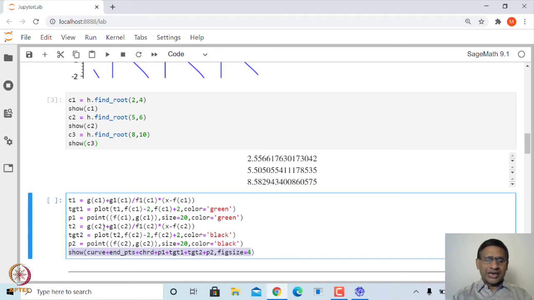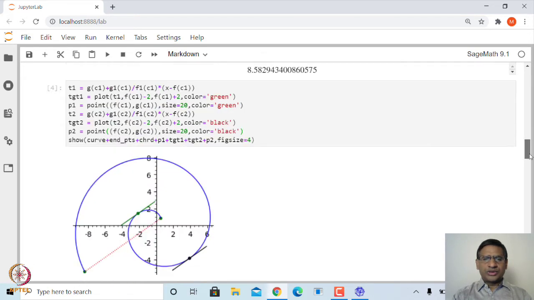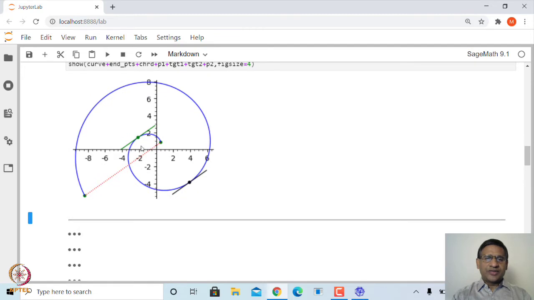The third point I am not adding here, but one can add that third point as well. Let us just look at these two points. If you run this, you can see there are these two green points. One is (f(C1), g(C1)), and this black one is (f(C2), g(C2)), and the tangents at these points are parallel to this given chord.